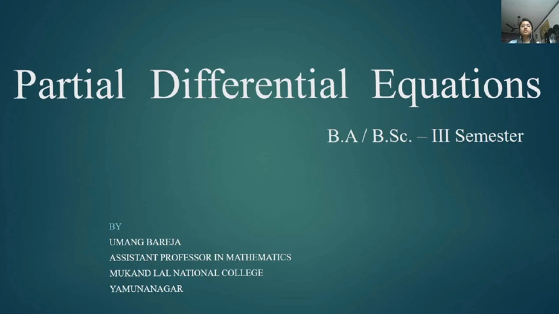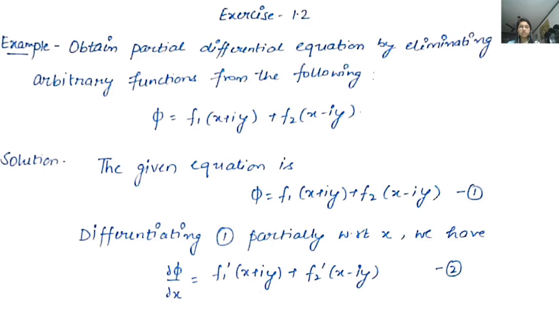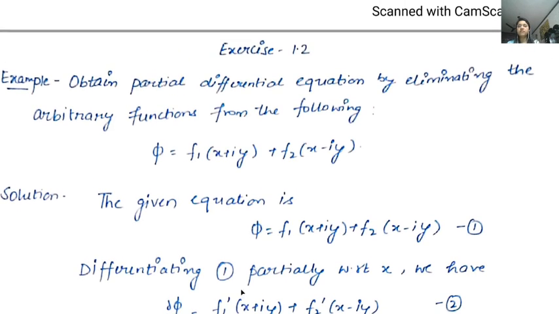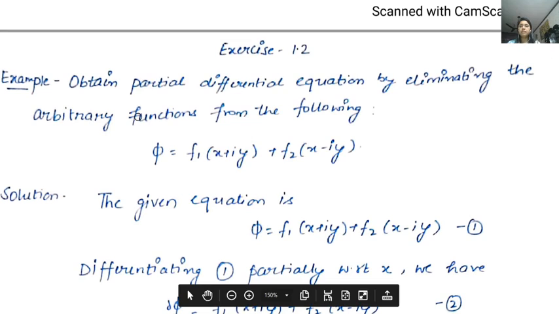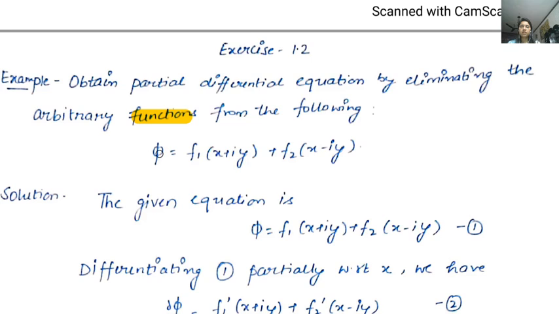Hello students, in this lecture we will discuss some questions of exercise 1.2. First question is, obtain the partial differential equation by eliminating the arbitrary function from the following: y equals f1(x + iy) + f2(x − iy). We have to form the partial differential equation from this relation by eliminating the arbitrary functions f1 and f2.